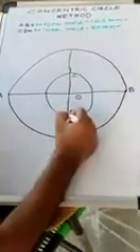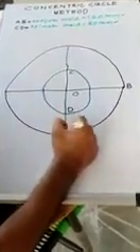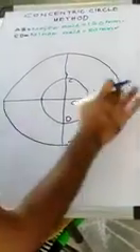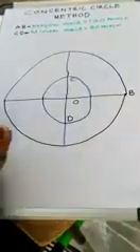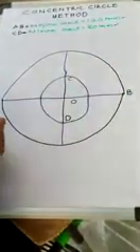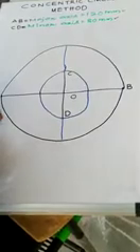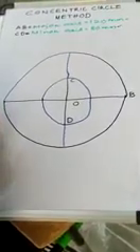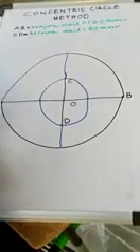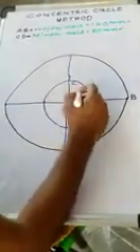This CD line is going to be extended towards the major axis circle. AB is the major axis, CD is the minor axis, and O is going to be their intersection point. Now this circle is going to be divided into 12 equal parts or 8 equal parts, as you wish. Now I am dividing the circle into 8 equal parts.